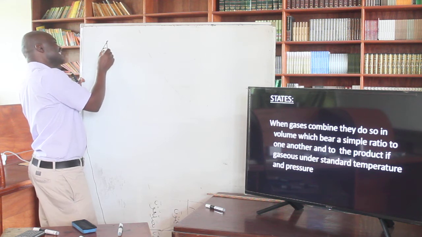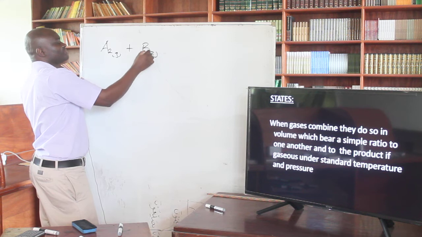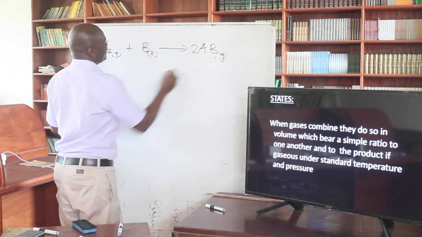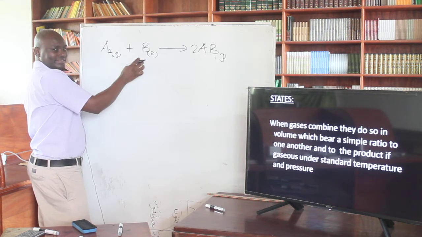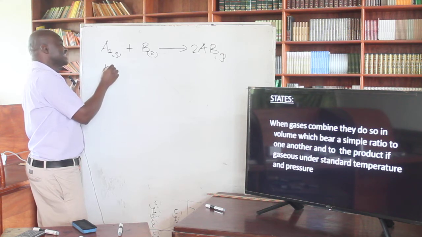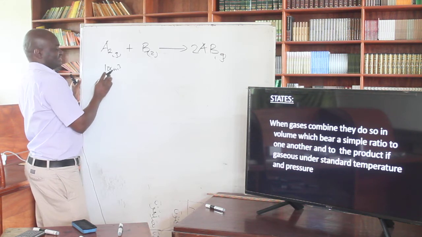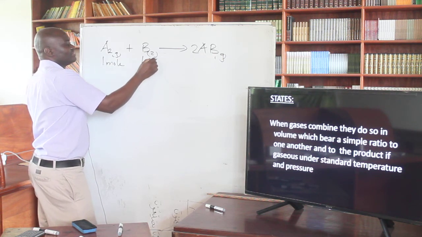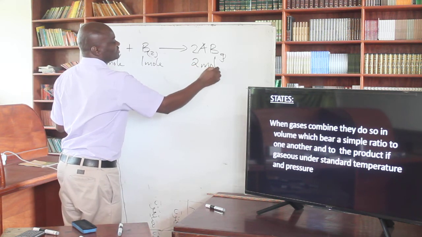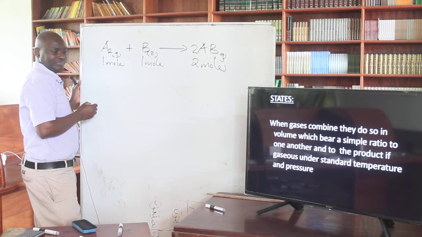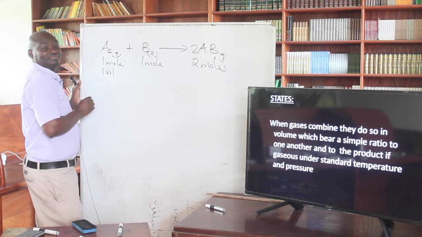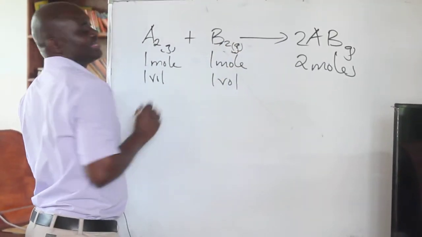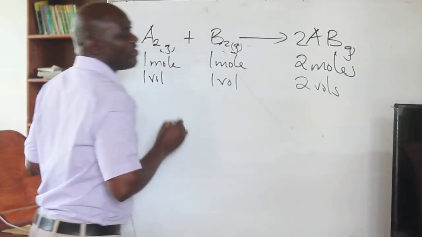So if, for example, we have gas A reacting with gas B to form AB, then when these gases combine, they combine in volumes. Let's take this example that we have 1 mole of A, 1 mole of gas B, giving us 2 moles of gas AB. Let us take volumes. 1 volume of A requires 1 volume of B to form 2 volumes of AB.